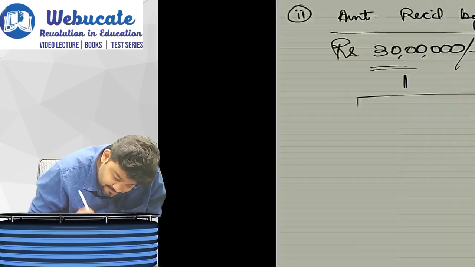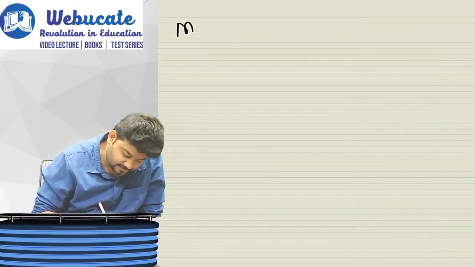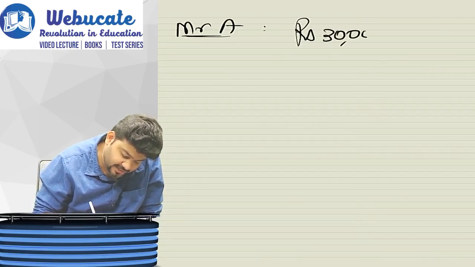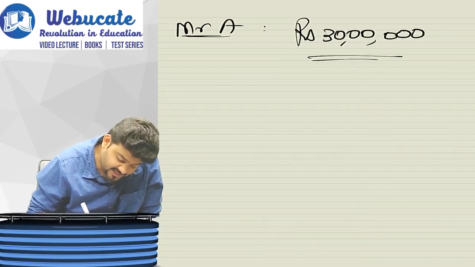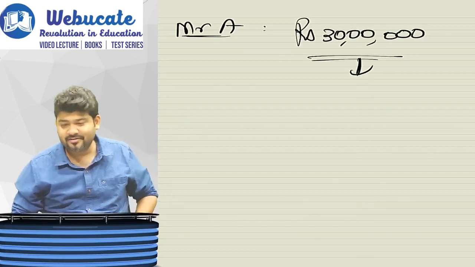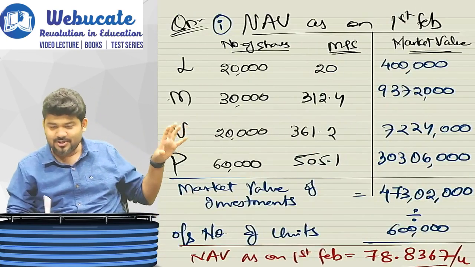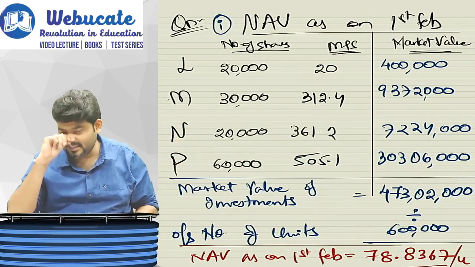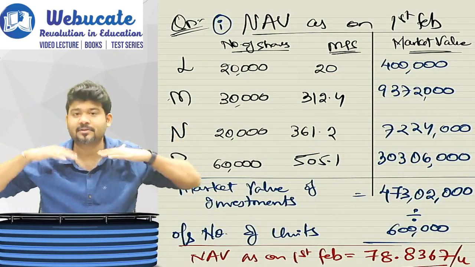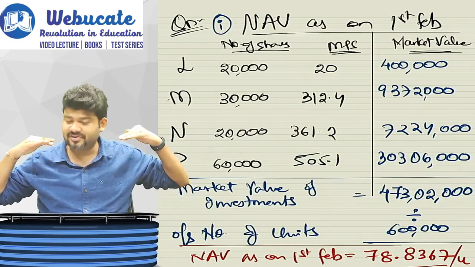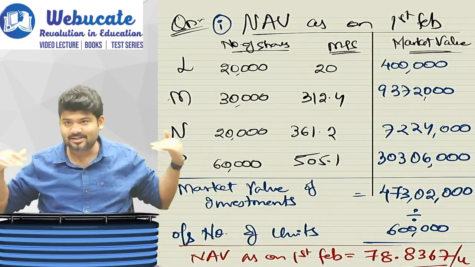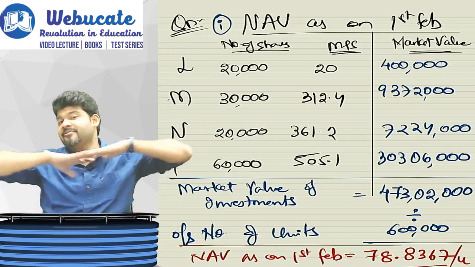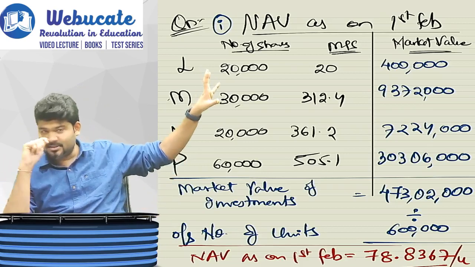Mr. A has come, and he has bought rupees 30 lakh. He gives you 30 lakh rupees. In return, he will expect what? Units to be given. How many units are you going to give him? Can I say based on 1st Feb NAV? See, now this is what practically happens. NAV as on 1st Feb is published after the market is over. So say by evening 6:30, 7 o'clock, the NAV will be published.